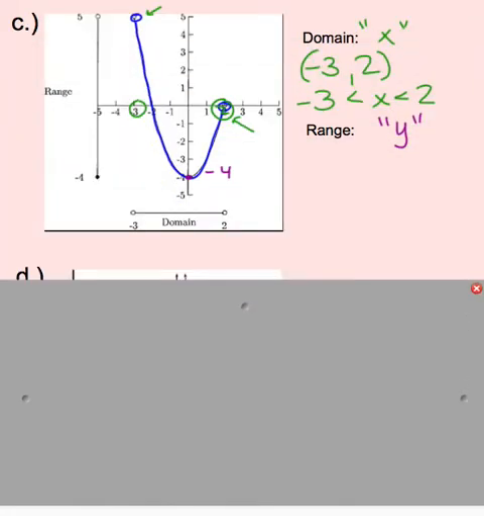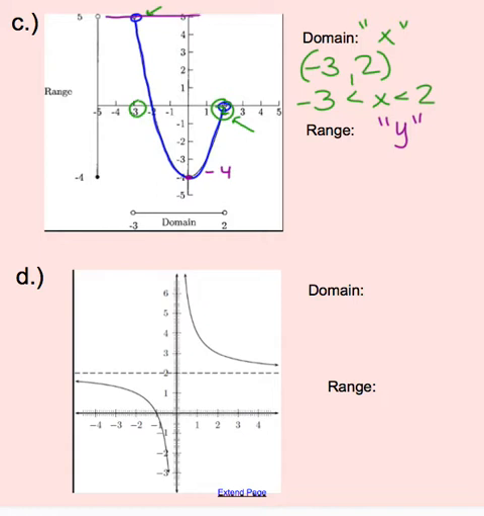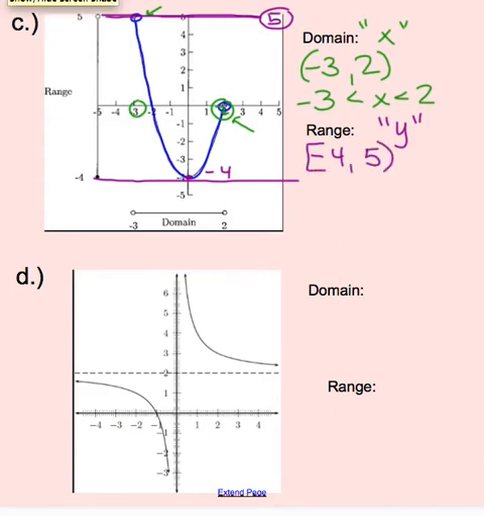And you'll notice at the top it's kind of hard to see. It stops at a little bit before 5. So my range is from -4 to almost 5. So as an interval, it includes -4 and then stops a little bit before 5. As an inequality, y is greater than or equal to -4, but less than 5.